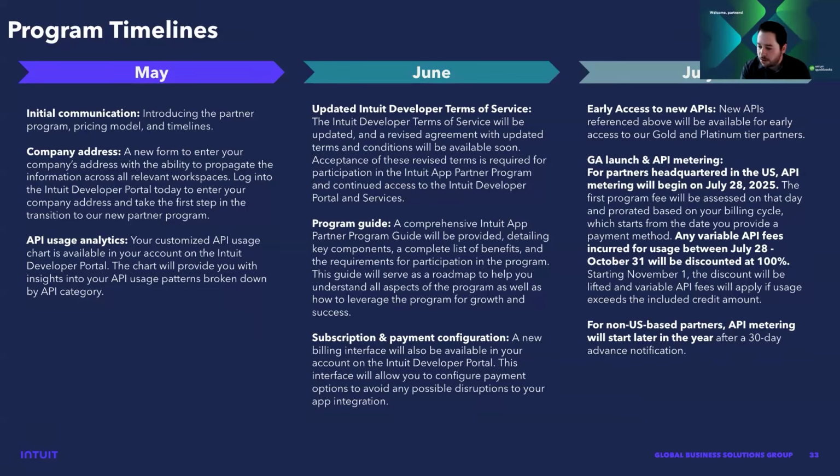Should also emphasize that the July 28th launch is just for US-based partners. API metering will start later in the year, and ultimately the launch of the program internationally will start later in the year for our non-US based partners after a 30-day advance notification period.